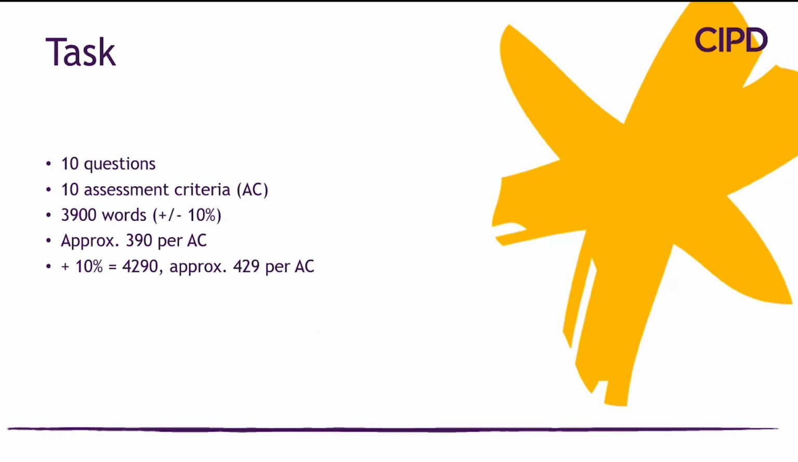This assessment contains 10 questions that assess 10 assessment criteria, also referred to as ACs. The overall word count for the assessment for this unit is 3,900 plus or minus 10%. To ensure full coverage of all ACs, this means approximately 390 words can be allocated to the answer for each AC. The extra 10% allows up to around 429 words per AC.